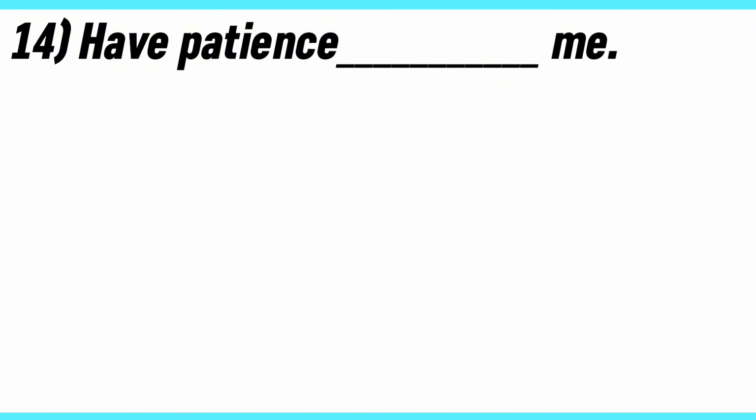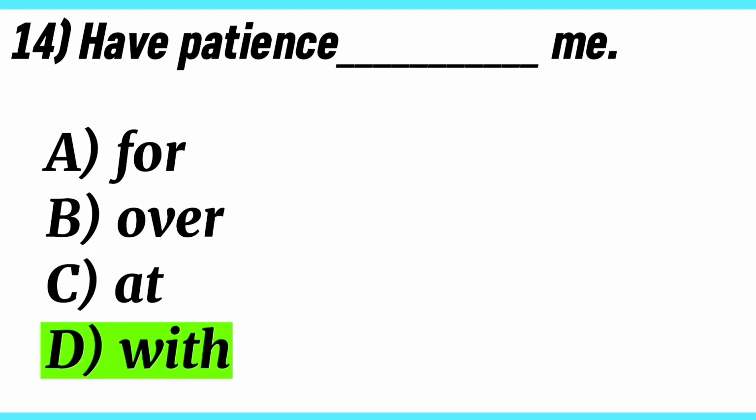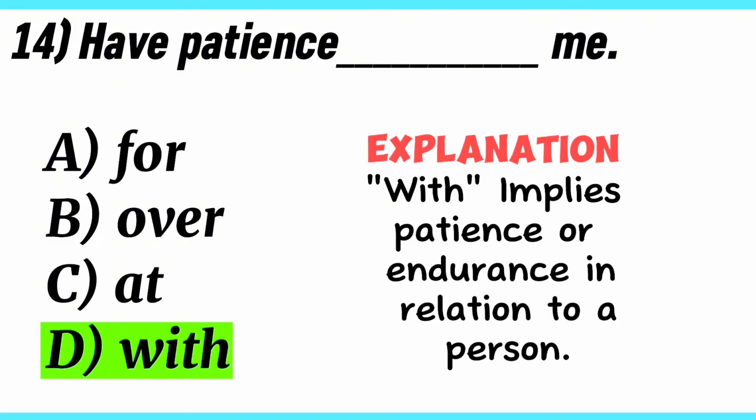Have patience dash me. The correct answer is option D, with. Explanation: with implies patience or endurance in relation to a person.